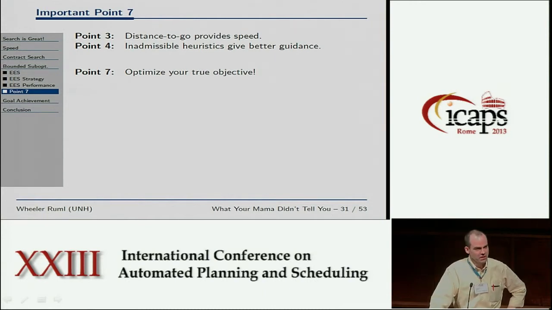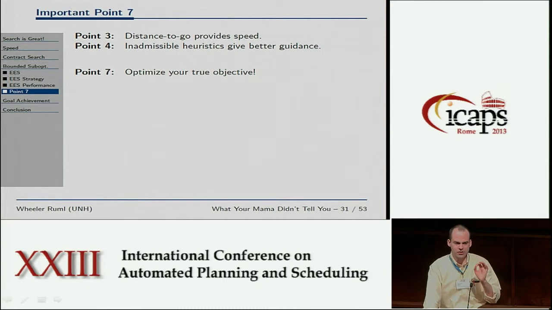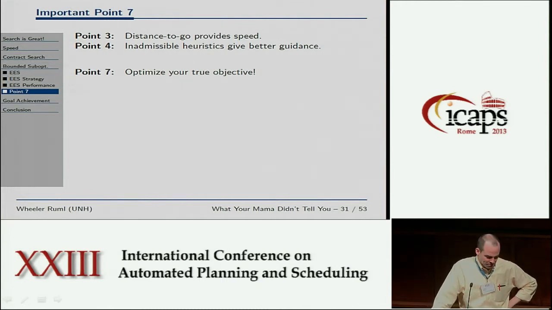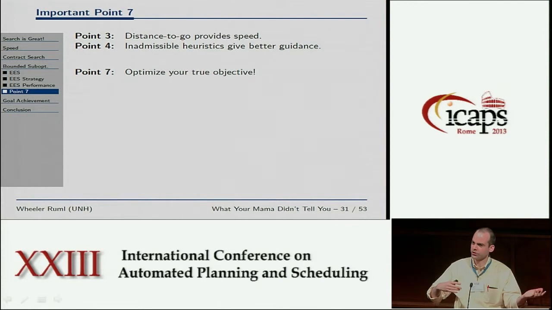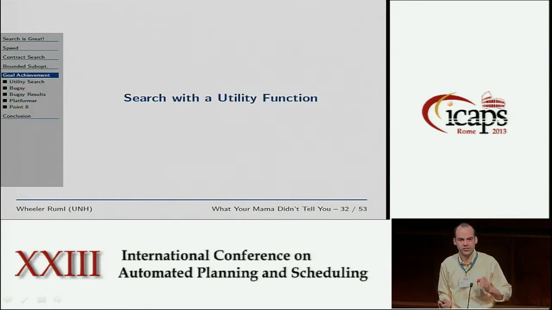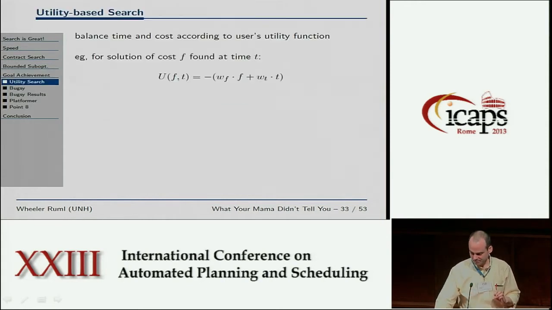Okay, so speaking of optimizing your true objective, a lot of people don't have suboptimality bounds in mind. Some people are more flexible. Instead of saying, I must have something within 10% of optimal, they're willing to trade a little bit. Okay, I'm going to trade off solving time and solution cost, right? I'm willing to spend a little more time if I find a much better solution. Okay, they have a utility function in mind. So that's what we're going to look at next, searching according to a utility function. This will be my last major section of the talk.